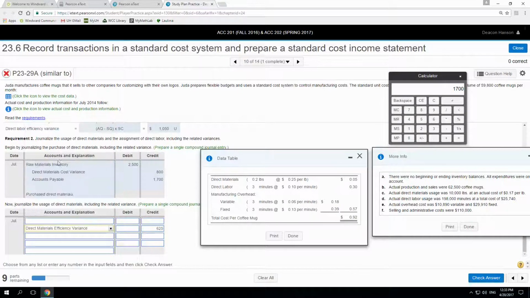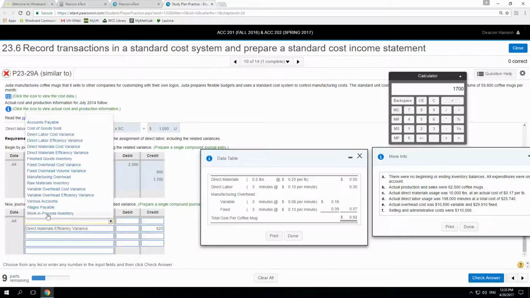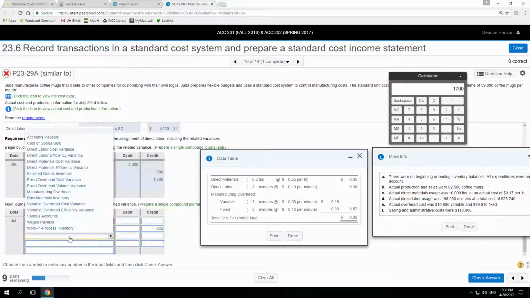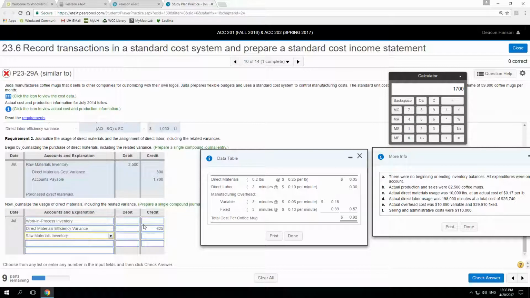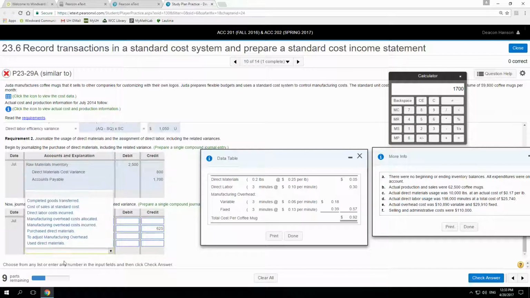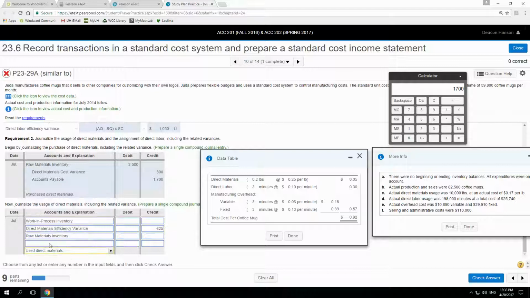Okay. Now remember, when we move material into production, we're going to put it into the work in process account and take it out of the raw materials account. So that it would be a debit to work in process and a credit to raw materials. And let's see, use direct materials. That's what's happening. We're moving it into production.